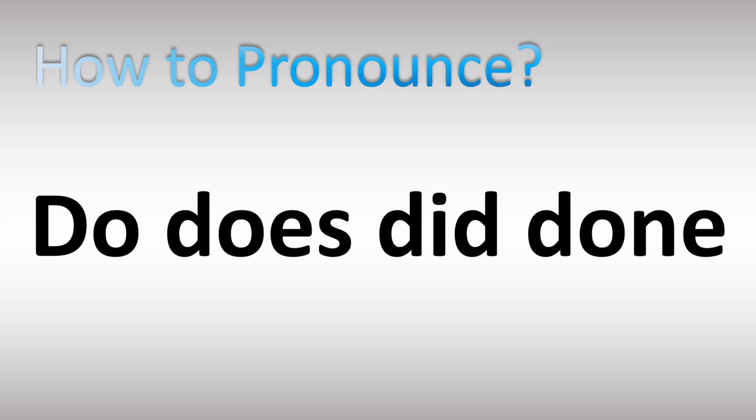We are looking at how to pronounce this irregular verb, the four forms of the verb to do. The third person is pronounced as does, as in she does the cooking. Does, the past tense or past simple, is pronounced as did. Did. A short E sound here.